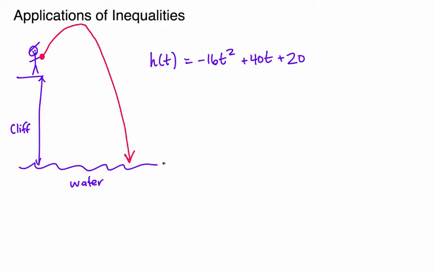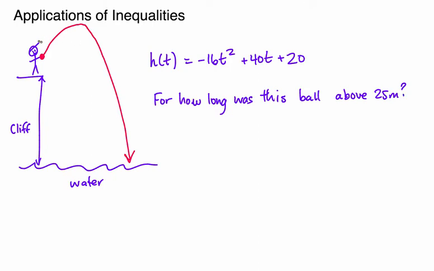We could do interesting things like find out when it hits the water and makes a little splash, and that would be when the height is equal to 0, and then we'd have to solve this little quadratic. But I'm actually not going to ask either of those questions. Instead, I'm going to ask, for how long was this ball higher than 25 meters? So somewhere up here is the 25 meter mark. I want to know for how much time it spent above that.